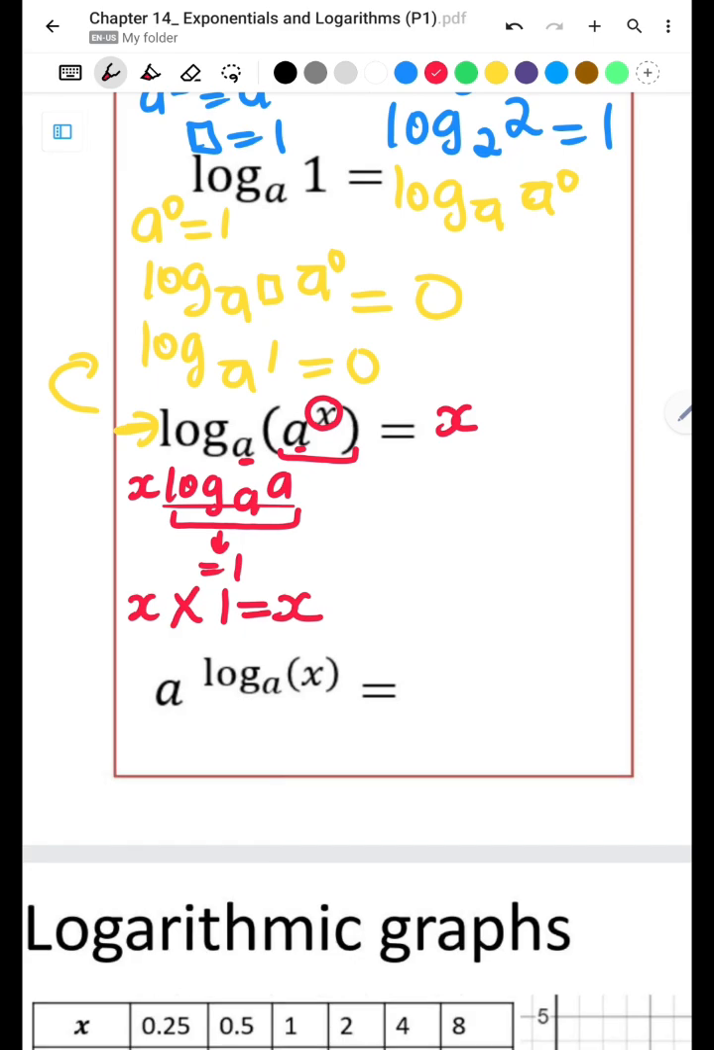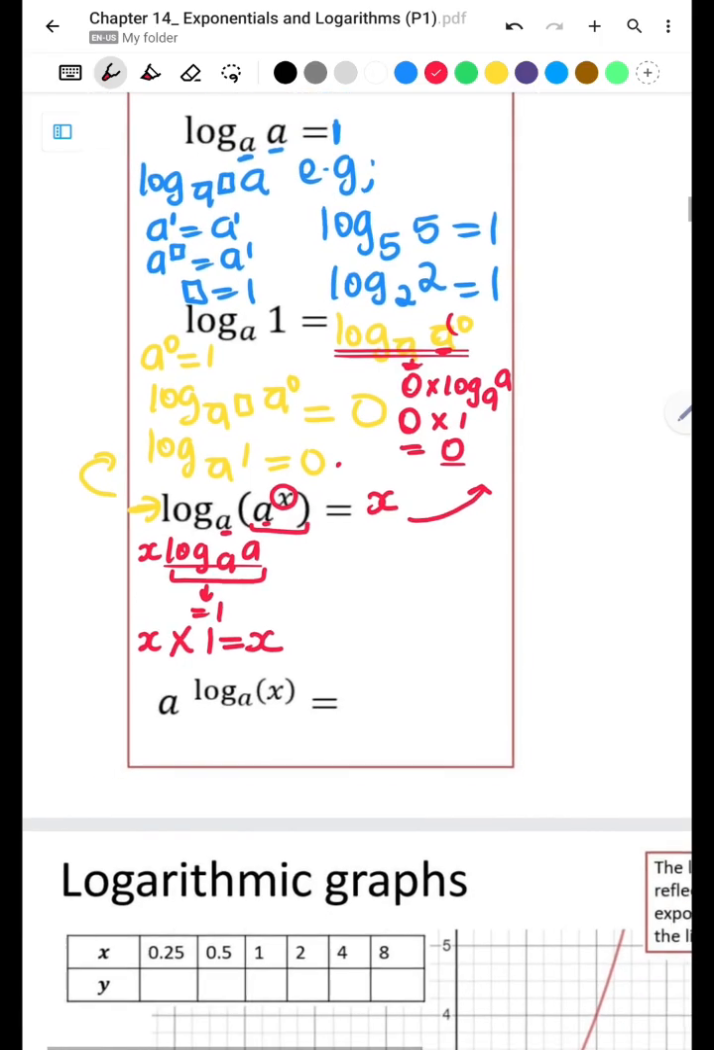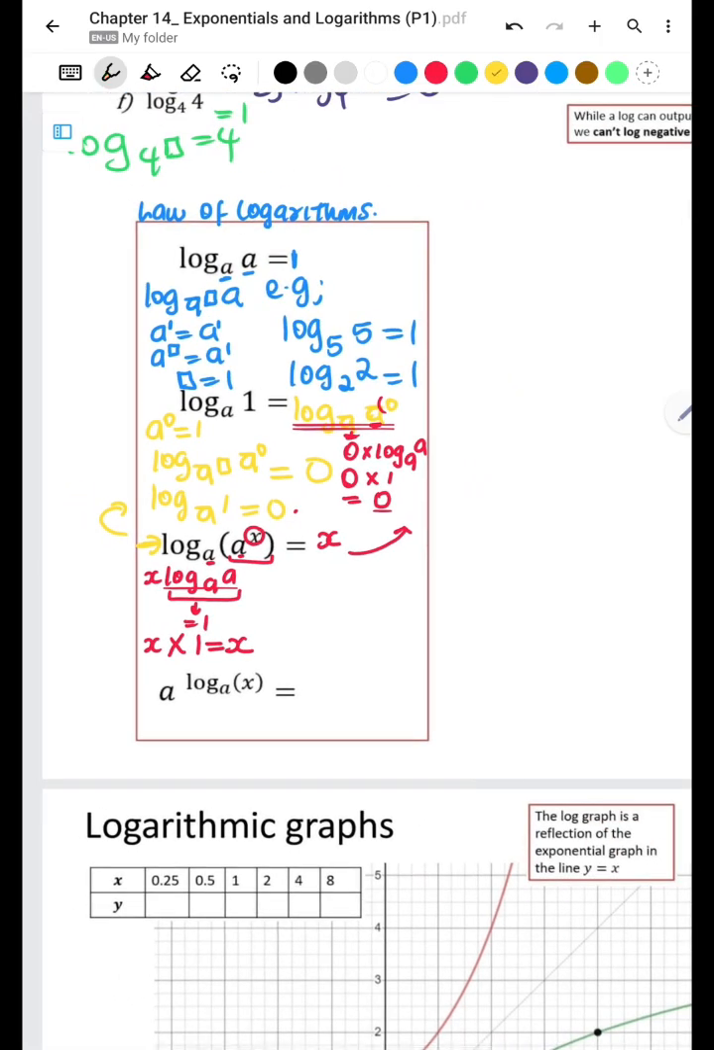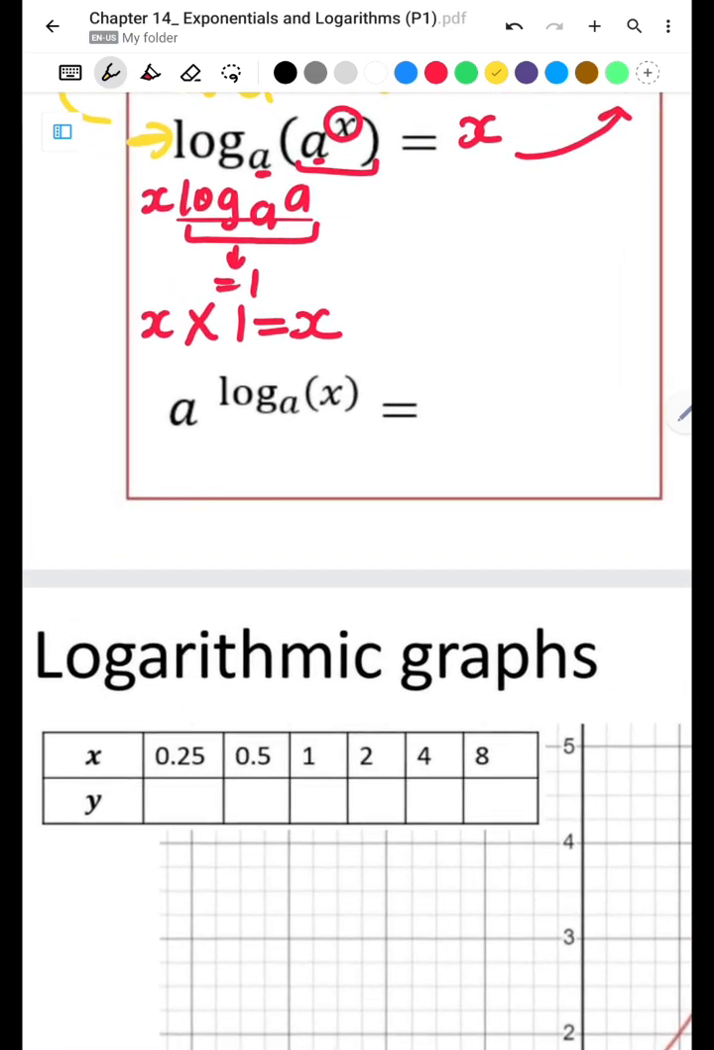Now, coming back to this one, since I have base a and a with the power of 0, I can say 0 multiplied by log base a of a. 0 times 1 is equal to 0. I've used my law of logarithms from here in this law again. The last one: when we have log base a of a to the power of x, these are inverse functions. They are both inverses of each other.